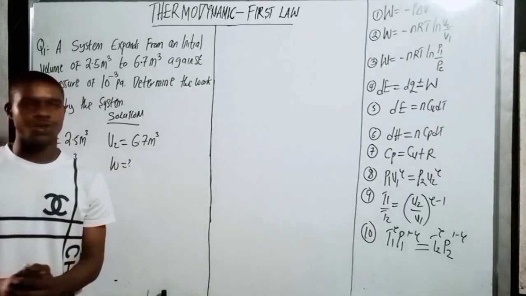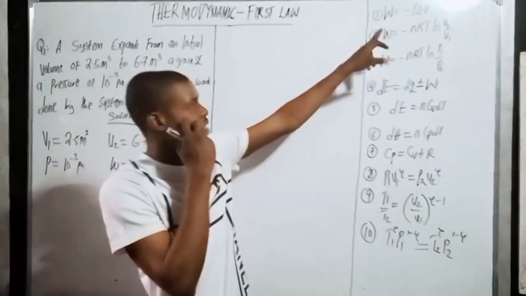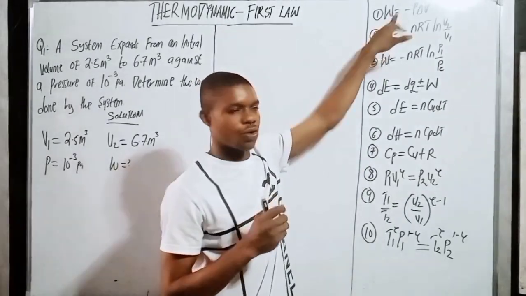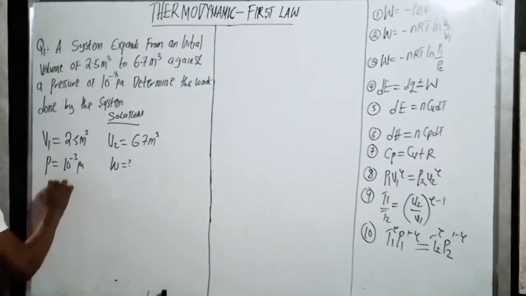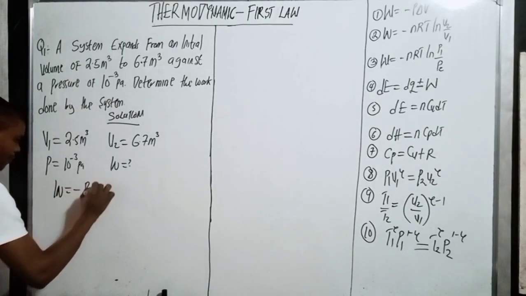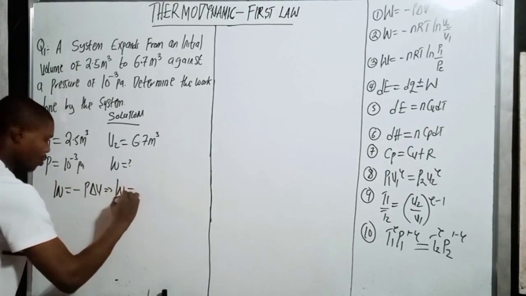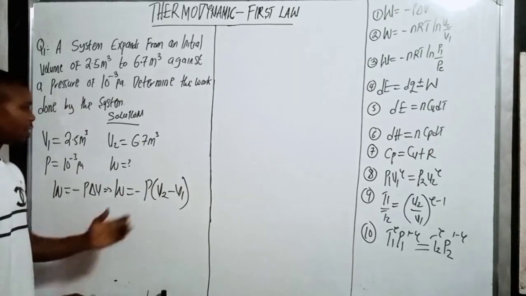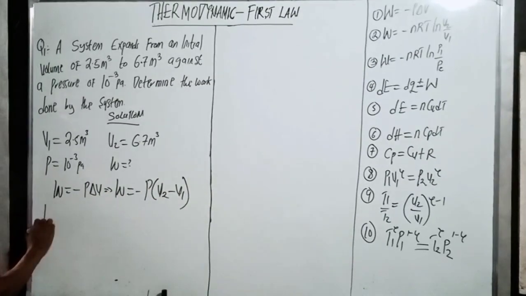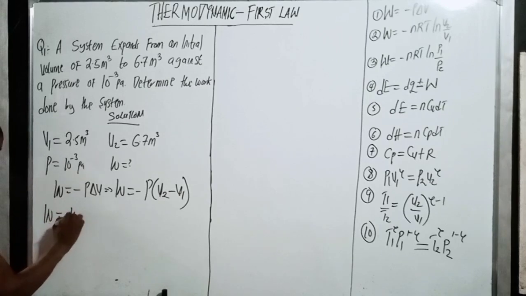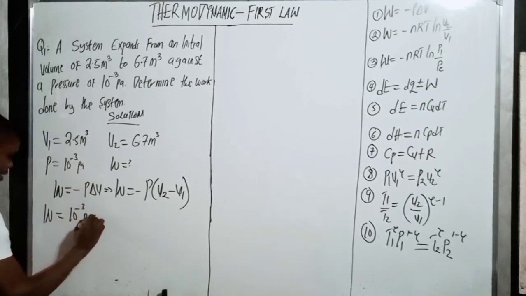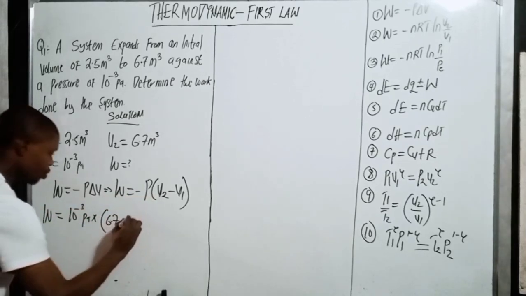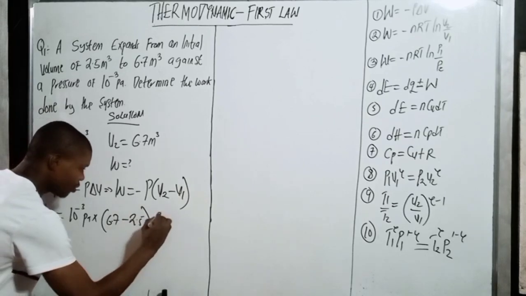Which formula are we going to use? It's obvious we have to use the first formula, which relates pressure and volume, and essentially calculates work done. So W equals minus P times the change in V. We always say that W equals minus P times V2 minus V1. So let's input our values: W equals minus 10 exponential minus 3 Pascal times 6.7 minus 2.5 meter cube.